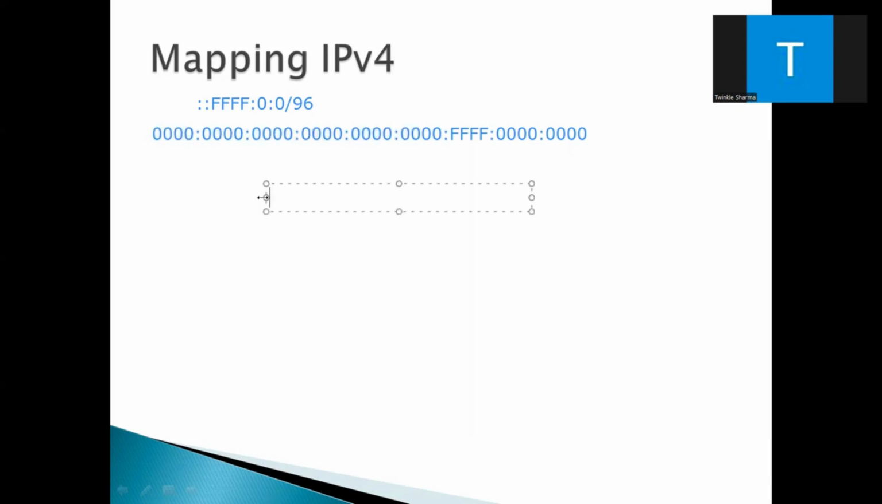Then IPv6, okay, 80 plus this is of 16 plus this of 32, so 80 plus 16 plus 32 is equal to 128, right? Bits.